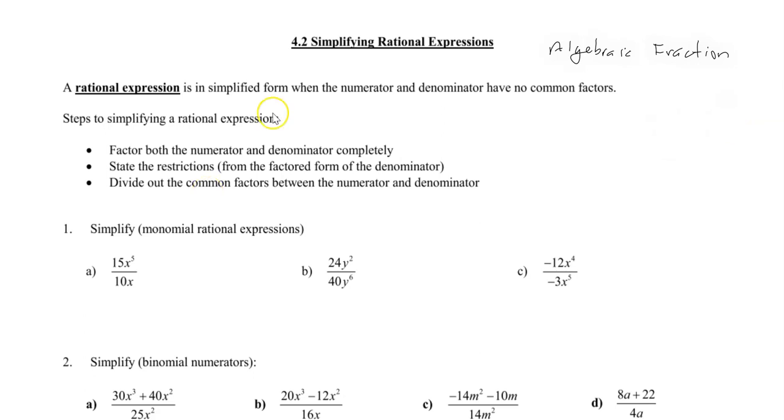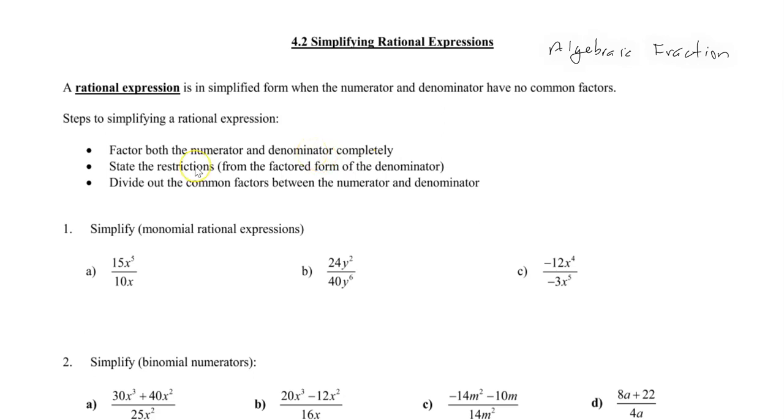So here are the steps. Factor both the numerator and denominator completely. Really, we shouldn't have to say completely, right? Anytime we say factor, it's always completely. So if you have a difference of squares and there's another difference of squares, or if you have to take out a common factor or something like that, that would be completely factored.